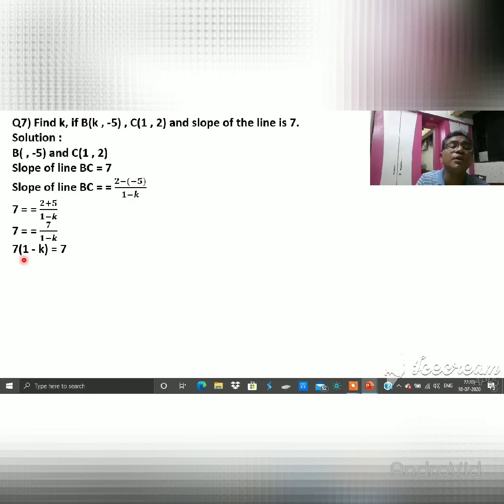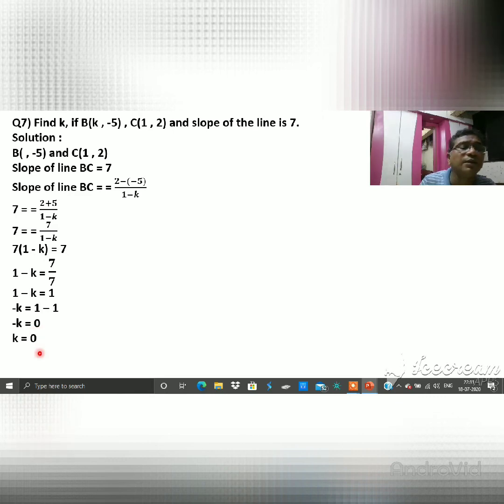7 times 1 is 7, minus 7 into k, 7k. And there is a 7k. This multiplying goes across as divide. 7 divided by 7 you get 1. So minus k goes across as plus k. See here, this is 1, this plus 1 goes across as minus 1. 1 minus 1 is 0. So minus k is equal to 0. You know that 0 does not have a negative sign, so k is equal to 0.